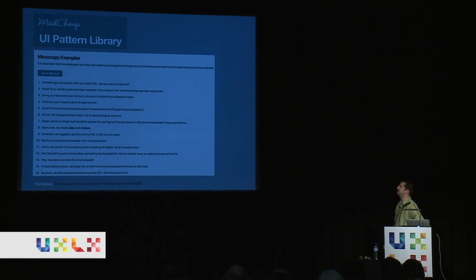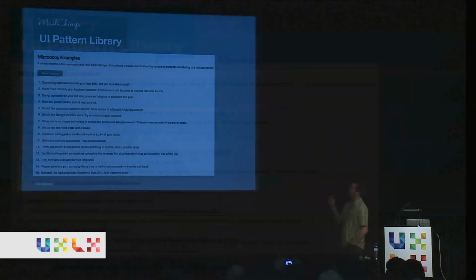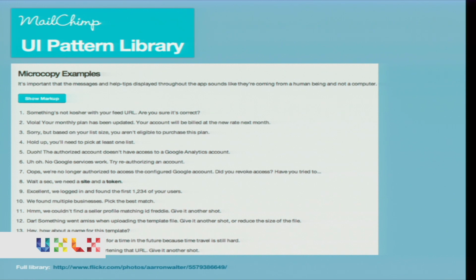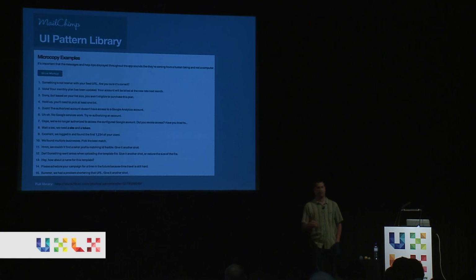I was pretty excited to see that the folks at Mailchimp actually had microcopy examples in their pattern library. That made my day when I saw that. They talk about all the little bits of copy that they have throughout their site, and they give examples of all of these. It's really cool. It also teaches other people working on Mailchimp how to write copy, what style to use, and how to think of the copy that they write for the application.